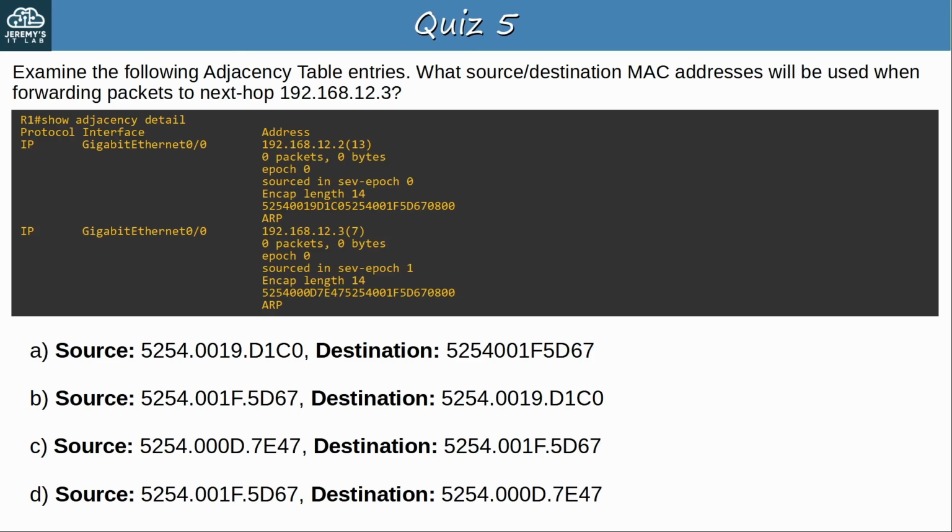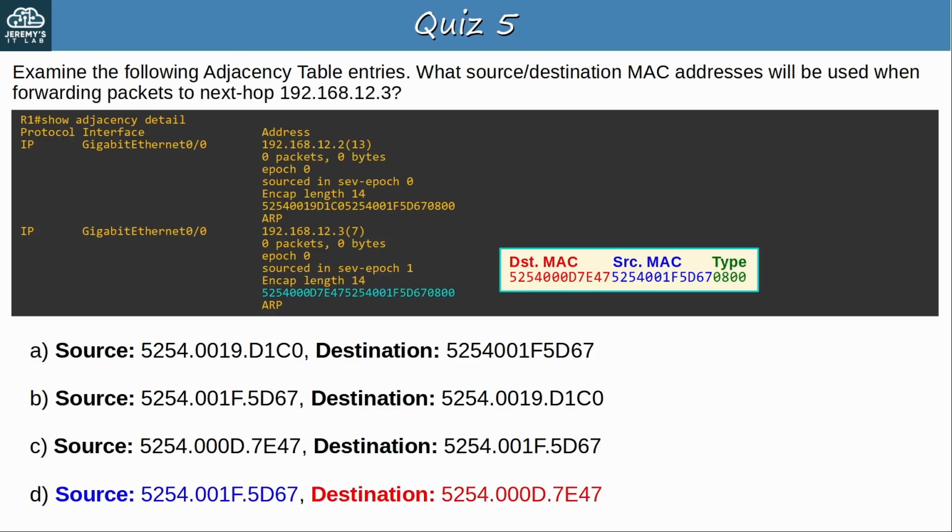Okay, the answer is D. The source and destination MAC addresses are indicated in the output I've highlighted here. Note that the order is destination, source, and then type. That's the same order as in the Ethernet header, so remember that.